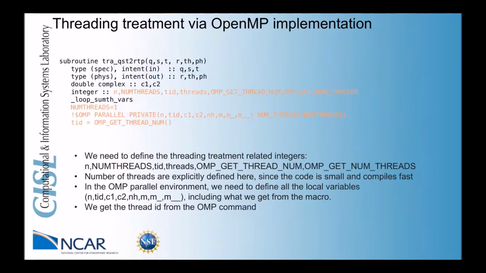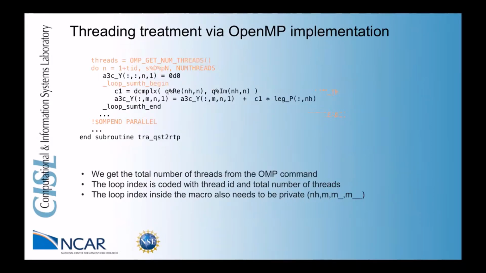So we use the OMP parallel environment. In the environment, we need to define all the local variables. Besides what we see here, we also need to check the macro. We need to include all the local variables mentioned in the macro. We get the thread ID using the OMP command, and we also get the total number of threads from the OMP command, and then the loop index is coded with the thread ID and the total number of threads. The loop index inside the macros also needs to be private. And then we close the OMP environment after the loop.